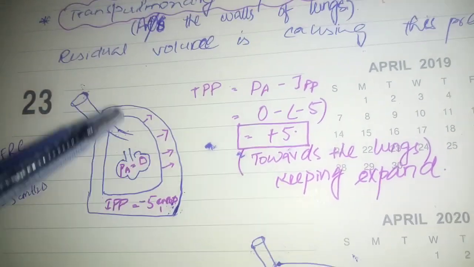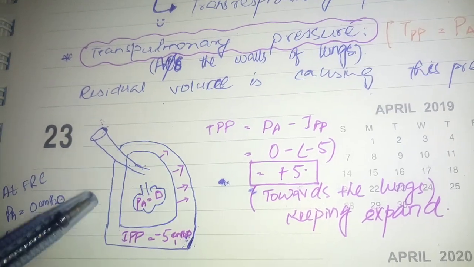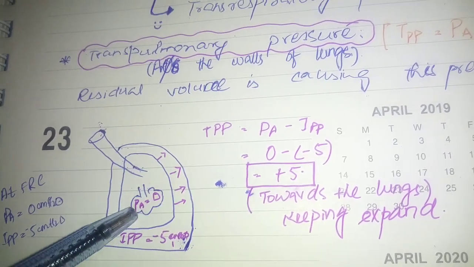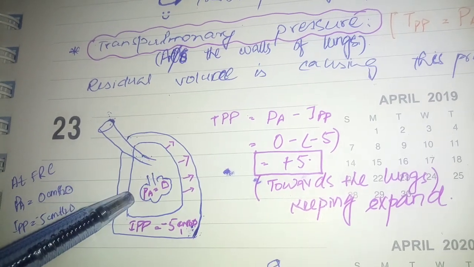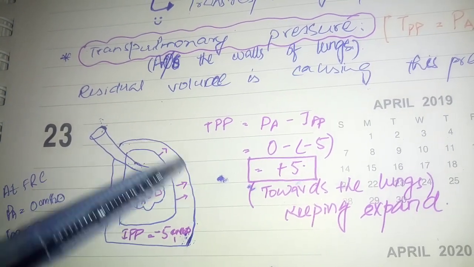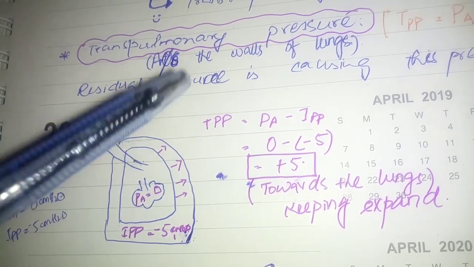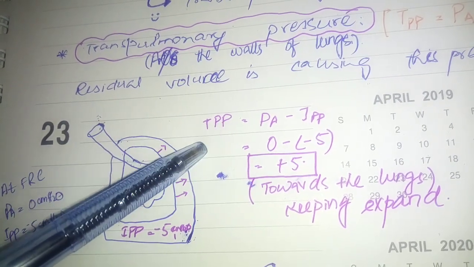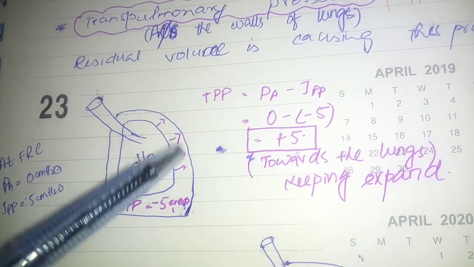What does that mean? That means the transpulmonary pressure is across the lungs and it is keeping the lungs in expanded form. It is not allowing the lungs to collapse. Okay, this lung is in expanded form. Why? Because the transpulmonary pressure is positive. And why is the transpulmonary pressure positive? Because the intrapleural pressure is negative.